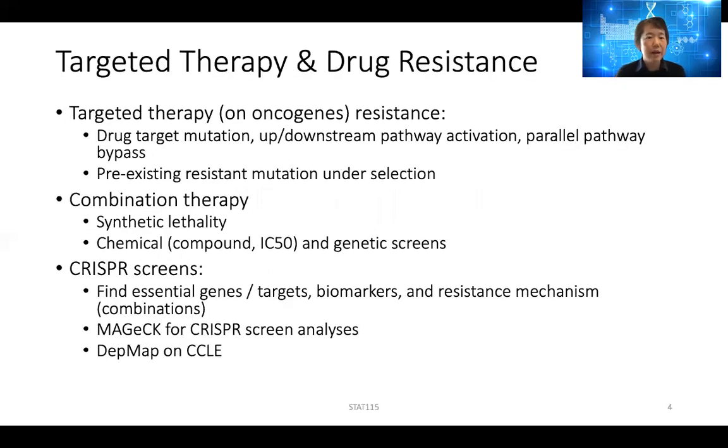Okay, and then we talk about targeted therapy and drug resistance. I apologize, this year we were not able to have this lecture. I'll try to make up this recording later.